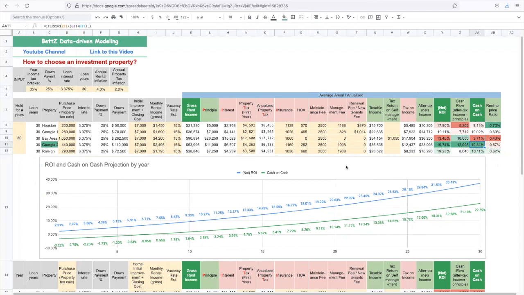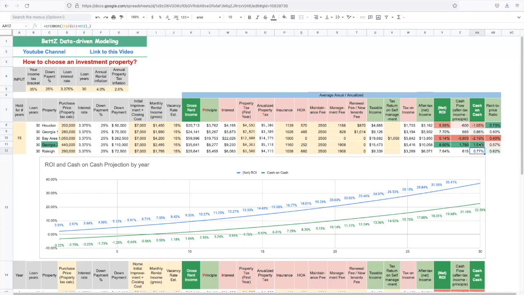Now, let's say you don't want to hold a property for so long. You want to sell the house in 15 years for whatever reason. Other things held constant, your ROI and cash-on-cash remains the same. Of course, everything ends after the 15th year. However, your annualized ROI and cash-on-cash are much lower now. In some cases, you can barely get positive cash flow.